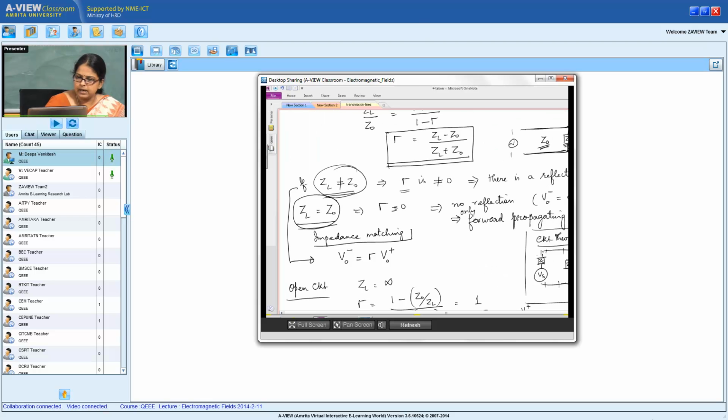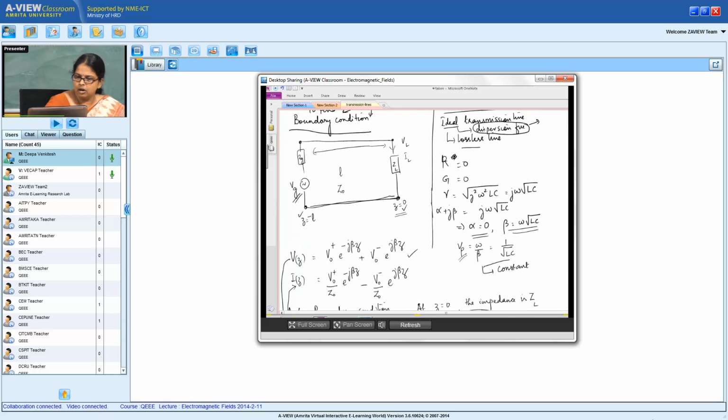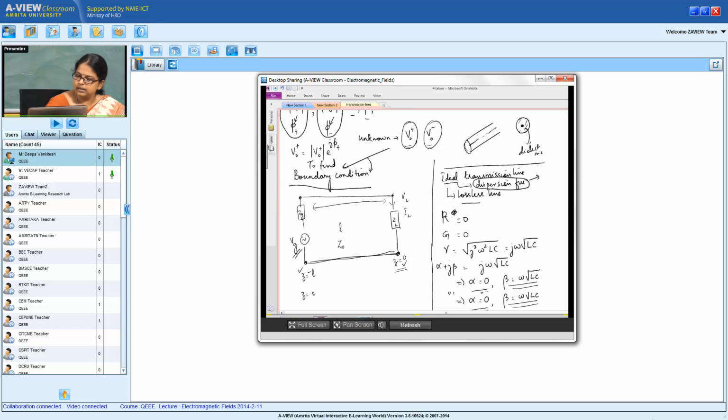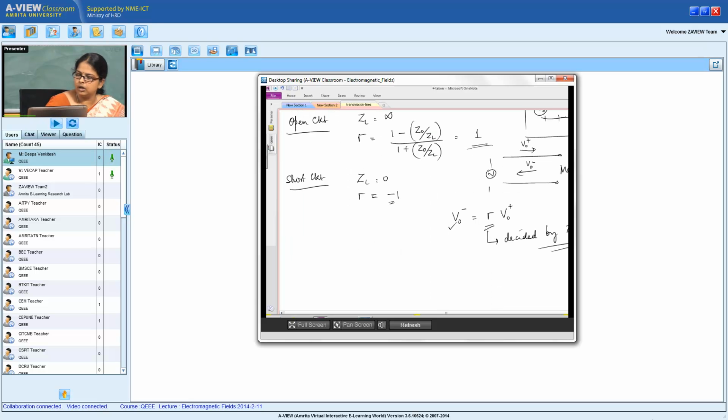At the beginning of the class we said there are how many unknowns? We have two unknowns, V0 plus and V0 minus. By applying a boundary condition, what we ended up at the end of the class today is, I know V0 minus so long as I know what is the load that I am connecting and what is the transmission line I am using. So the only unknown now is V0 plus. Because I have figured out a way to calculate, if I know V0 plus, I can calculate V0 minus, purely decided by ZL and Z0.